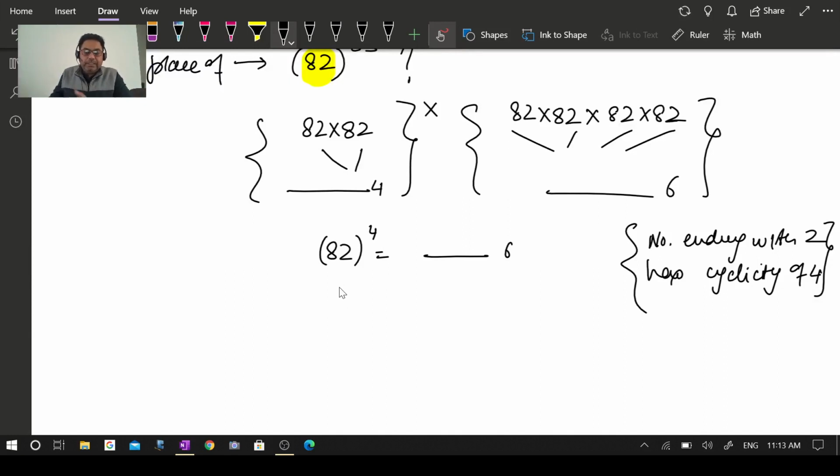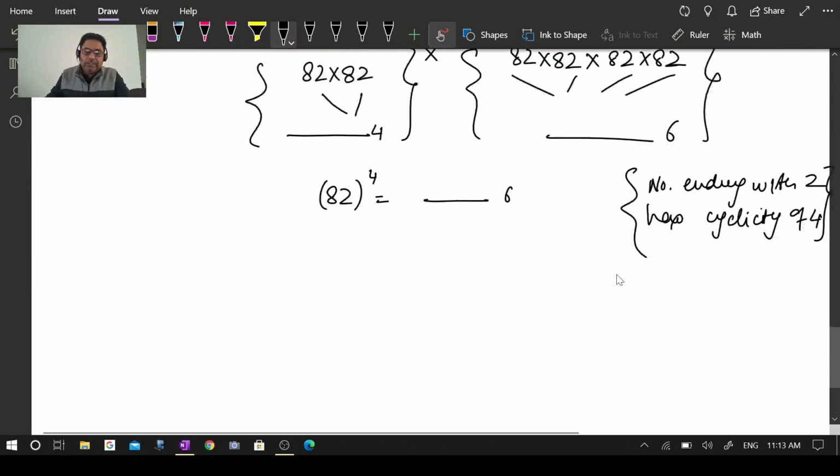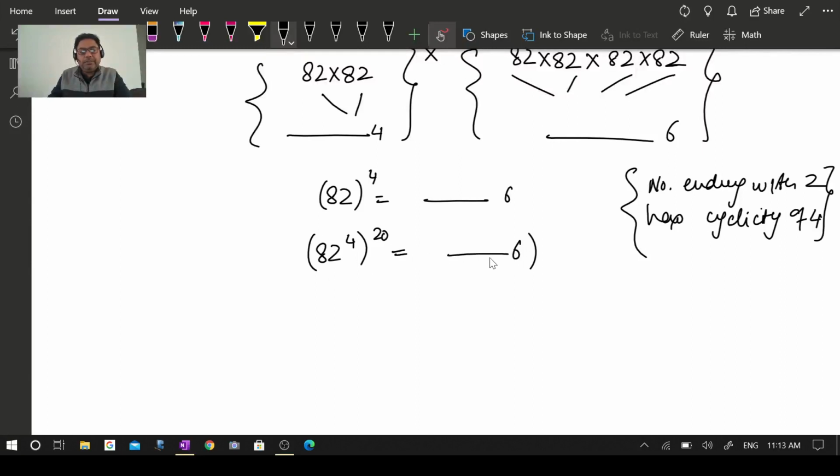So then what's the question? The question is 82 to the power 83. So 82 to the power 4 raised to the power 20 would give me a number ending with 6 raised to the power 20, which means 82 to the power 80 ends with 6. Now where does this come from? A number ending with 6 raised to the power natural always ends with 6.